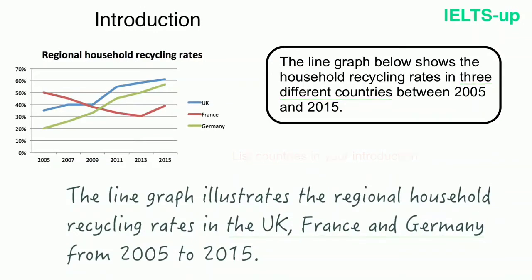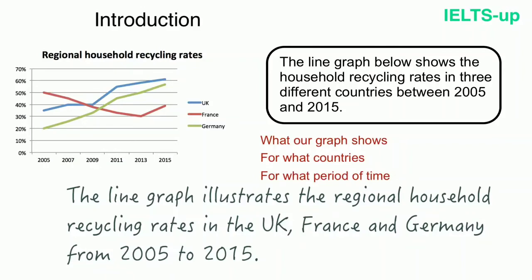Finally, we have a time period, which you should always give when it's possible. So, I changed the phrase between 2005 and 2015 to from 2005 to 2015. So, that's all with our introduction. It's absolutely clear, it's absolutely accurate. So anyone who reads it without seeing our graph will have a clear understanding of what our graph shows, for what countries, and for what period of time.